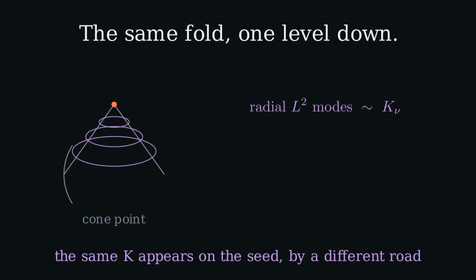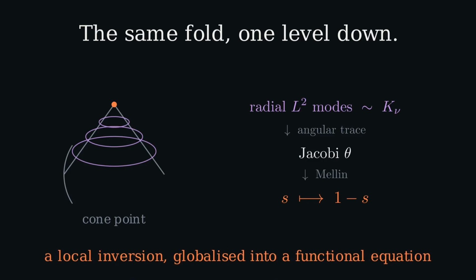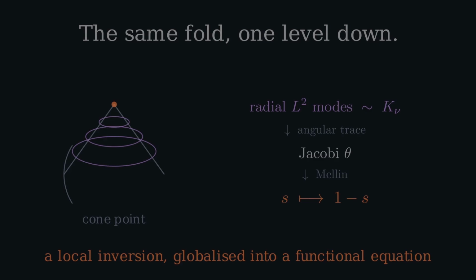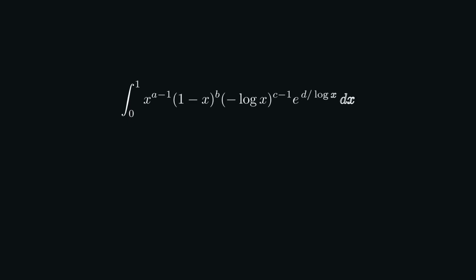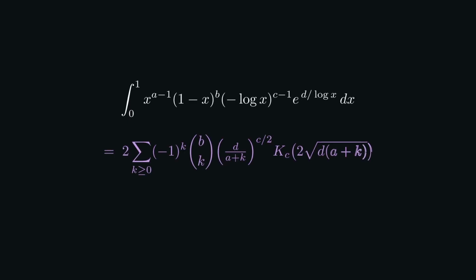Now let's look at one level down, and this is where it gets interesting. The same k, that modified Bessel function, appears on the seed by a different road. A local inversion globalized into a functional equation. So it's pretty interesting, because this integral actually does connect back to zeta space.